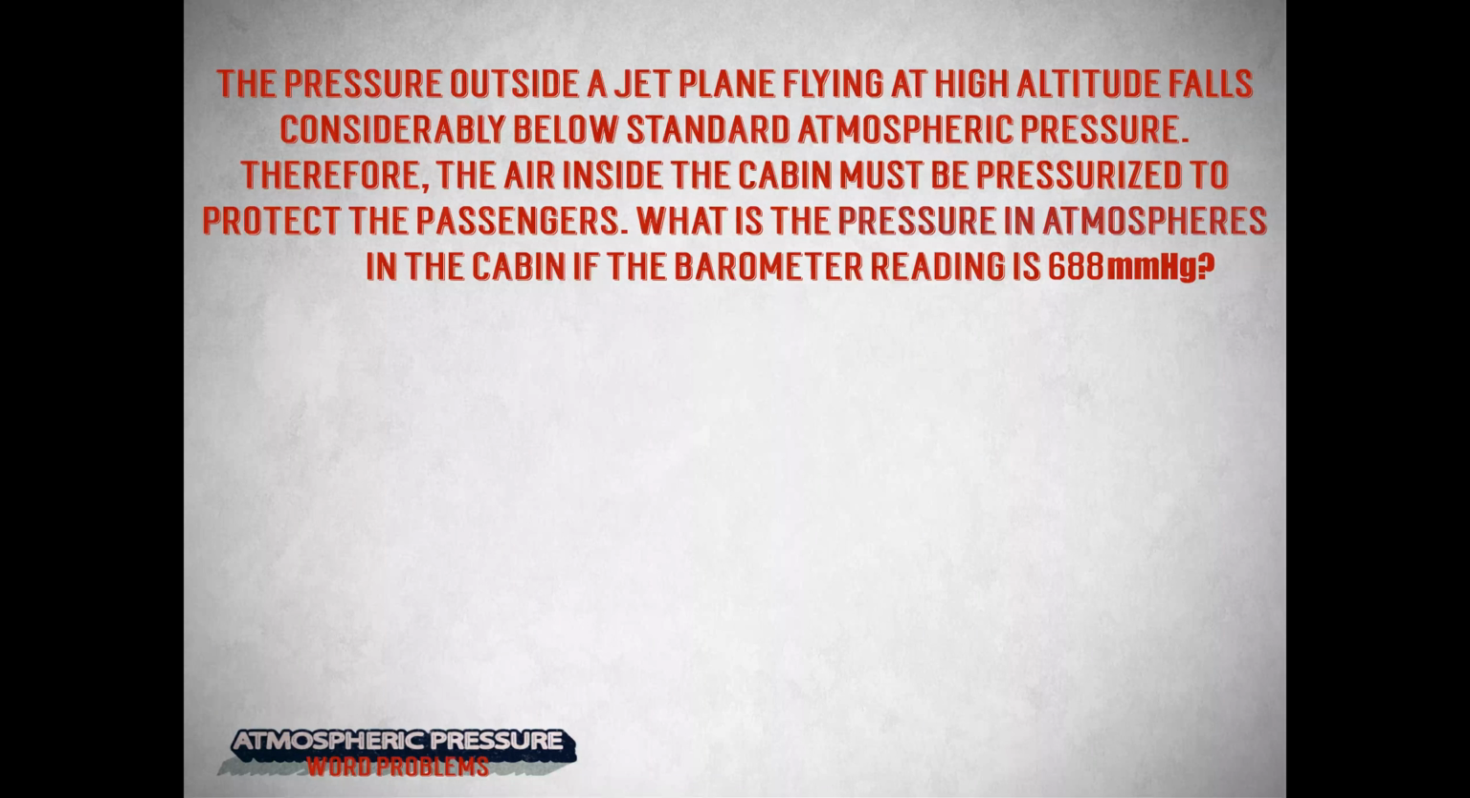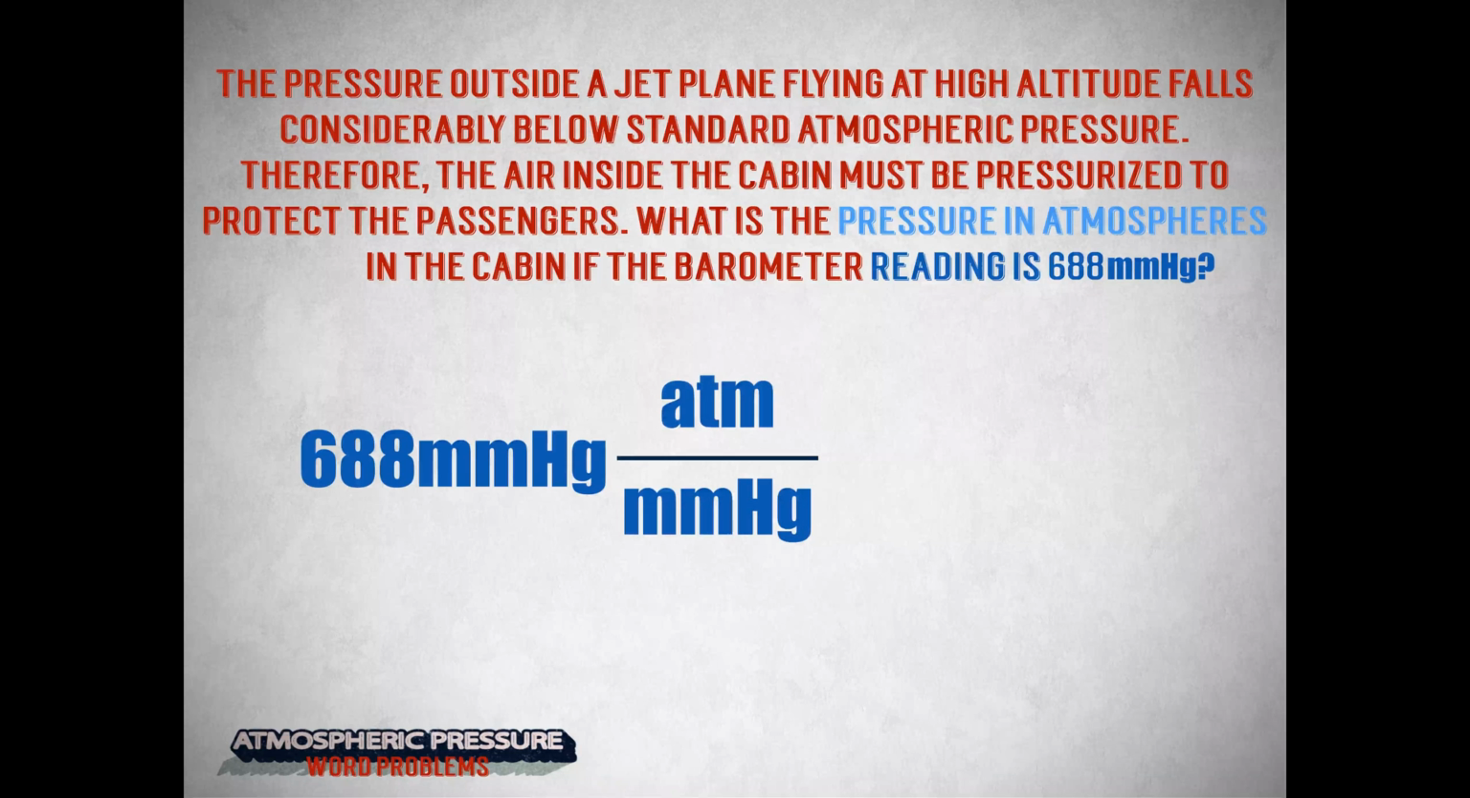So what's the pressure in atmospheres? That is the unit that we want, our desired unit. And our problem has given us a reading of 688 millimeters mercury. So we want to find out what the conversion factor is in converting millimeters mercury to atmospheres. This is what the structure of our arithmetic is going to look like. The unit that we want to get rid of goes in the denominator position, and the unit that we want is in the numerator position, which is atmospheres.